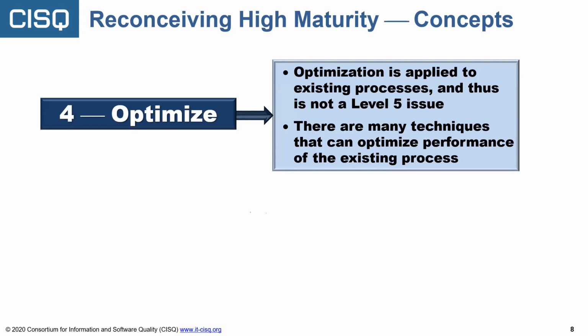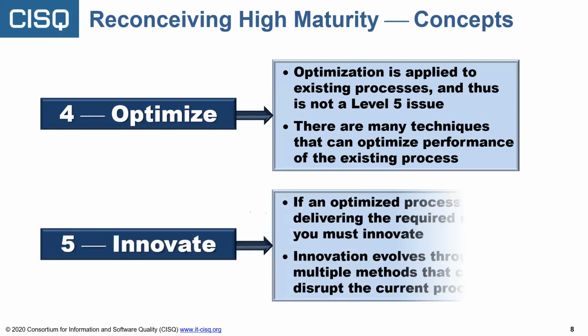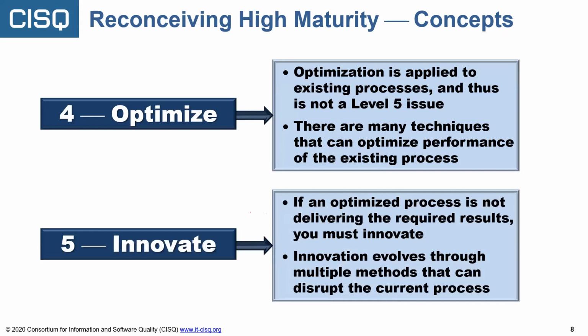There's lots of techniques for doing that. We'll go through some of them. Then level 5 really is innovation. Our optimized process is not giving us the results we need. Either competitors are getting better than we are, or our customers are demanding more. And frankly, we just can't stay where we are with the optimization we've got and be able to compete. We've got to fundamentally do something different. We need to disrupt our process or disrupt our method or something.